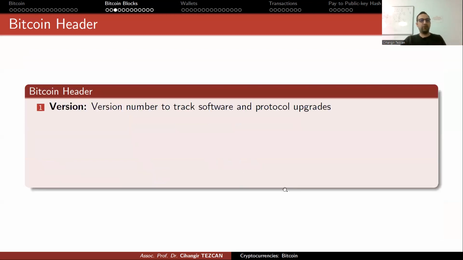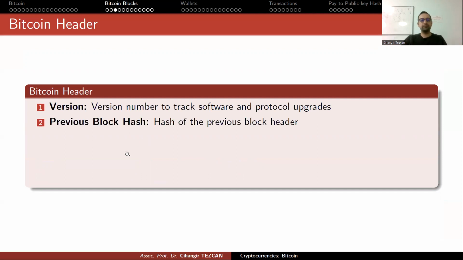So let's start with the Bitcoin header. The first value is the version number to track software and protocol upgrades. So if you provide a new upgrade, which will be effective maybe months later, you can see how many of the miners actually updated their software by looking at the version number of this, okay? Because it is written by the miner who solved the mining puzzle.